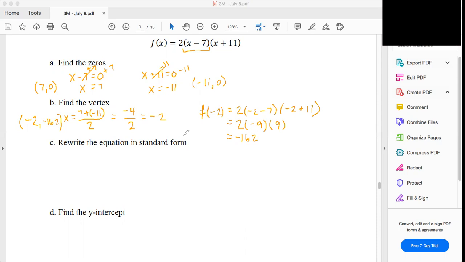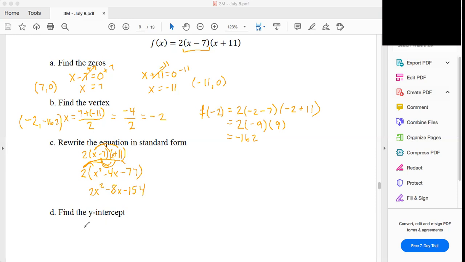Now they want you to FOIL and put it in standard form. Right now we've got 2 times x minus 7 times x plus 11. Wow, I forgot the x here. Okay, so we're going to FOIL inside. We're going to have 2 and then our bracket, which is x squared minus 4x minus 77. And then you expand that 2 inside the bracket. So you'll have 2x squared minus 8x minus 154. So that is our standard form.